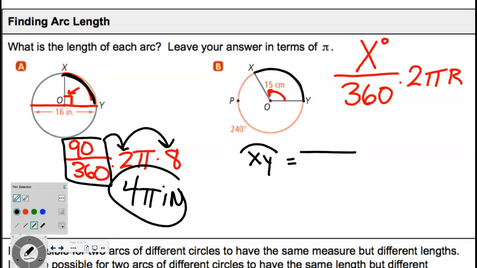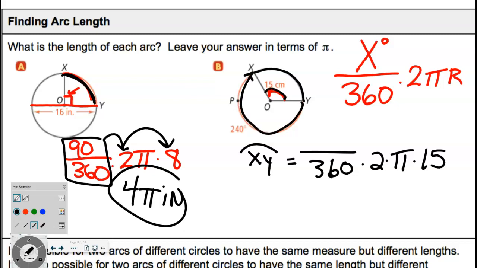It's some degree over 360 times 2 times pi times 15. But they didn't quite give me that one. They gave me the rest of it. So what do you think I'm going to do, Eve? If this is 240, how am I going to figure out this piece of it? Yeah, so we'll just go 360 minus the 240.